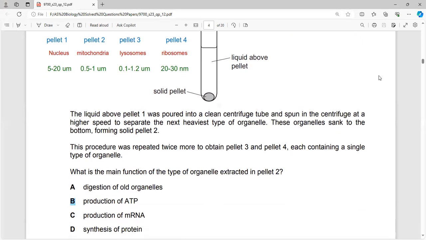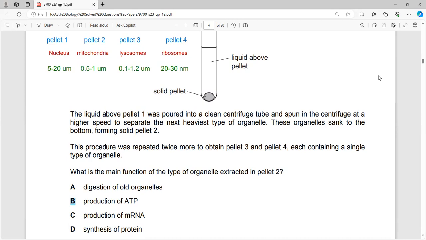Now the question is, what is the main function of the type of organelles extracted in pellet 2? The function of mitochondria is the production of ATP energy for the cell. So it is called the powerhouse of the cell. In this way, B is our correct answer here, production of ATP energy.